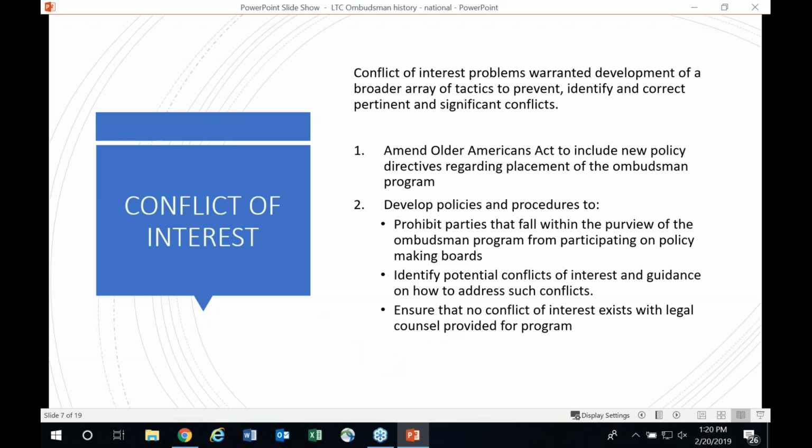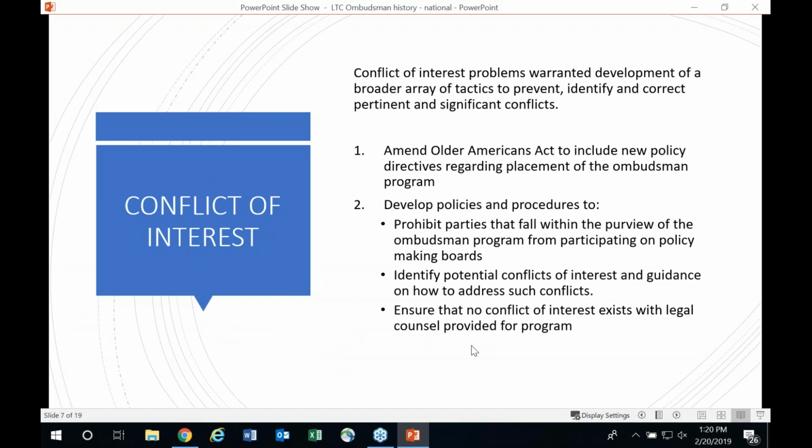And so the study really felt that it warranted development of a broader array of tactics to prevent, to identify, and correct those pertinent conflicts. And like I said, my being so involved with the adult protection is just one example of how those conflicts of interests really existed in some of those states.